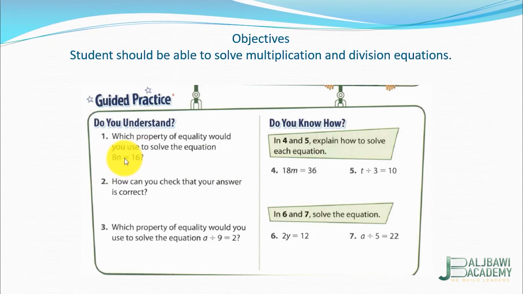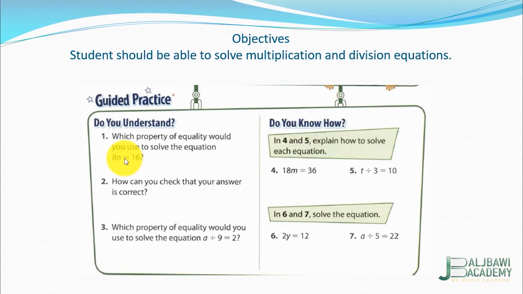How can you check that your answer is correct? Of course, I can check by substituting the answer or the solution. 8n equals 16. We divide both sides by 8. We get n equals 2, because 16 divided by 8 equals 2. So if you substitute n by 2, 8 multiplied by 2 equals 16.